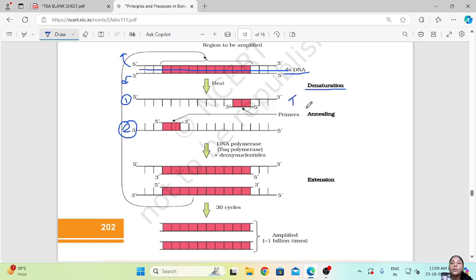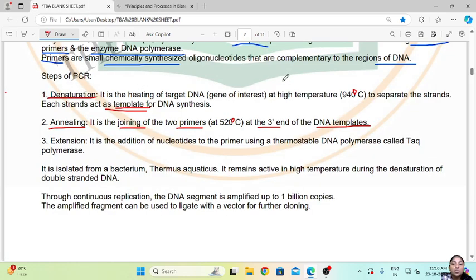So what will happen during annealing? The two primers, this is the first primer, this is the second primer, they will join at the 3' end. This is the 3' end, they will join over here, and this is the 3' end of the second one, and it will join over here. So they will join to the DNA template. Then this is the second step.